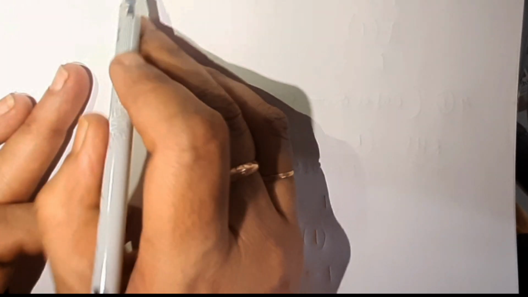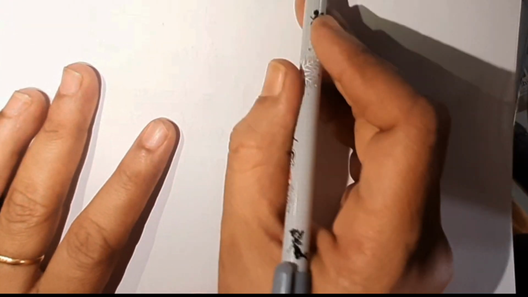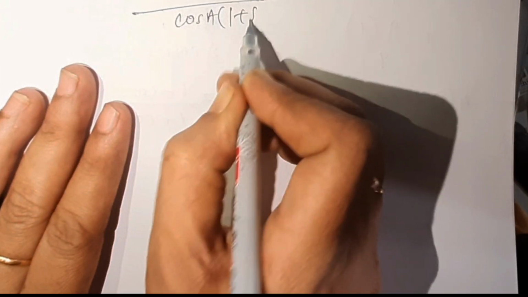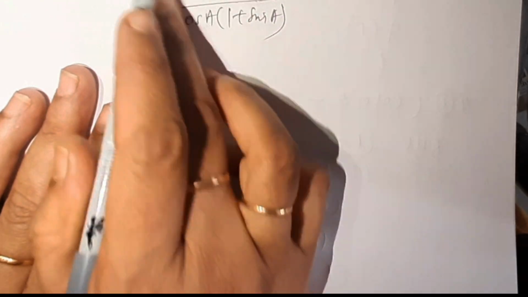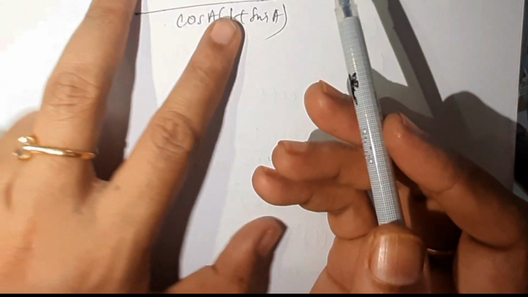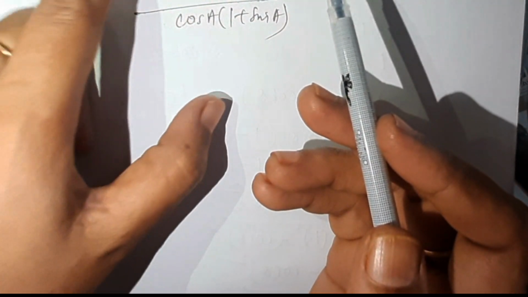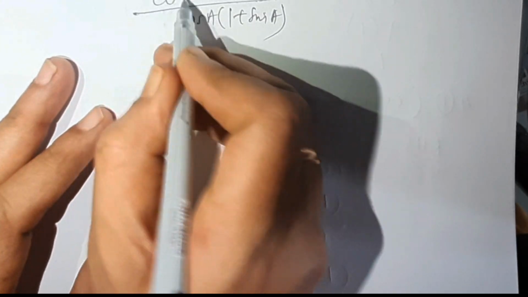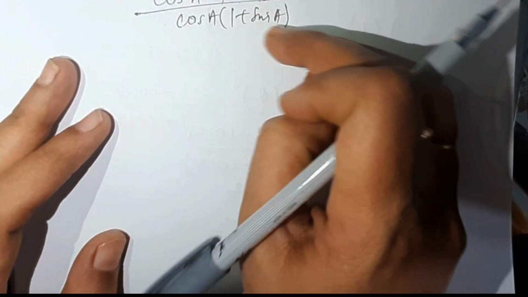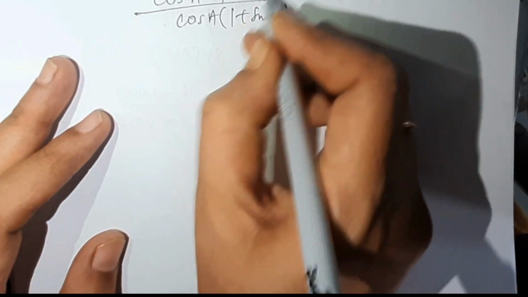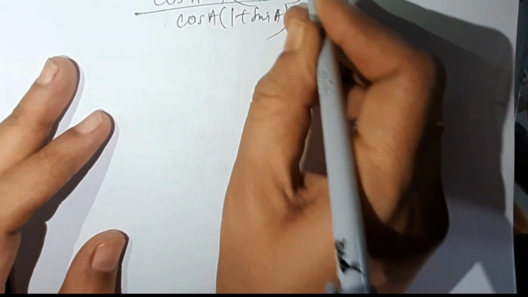Now the next question, cos A upon 1 plus sin A plus 1 plus sin A upon cos A. So we are going to take cos A 1 plus sin A as LCM. So here we'll have the cross multiplication, or you can think like these two are in LCM. So we are going to multiply cos. So cos multiplied by cos is cos square A. And the same way we are going to multiply 1 plus sin, so it's 1 plus sin A whole square.